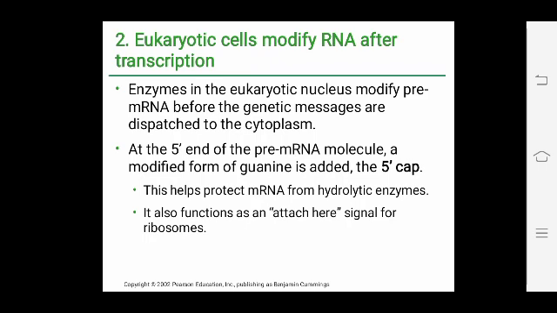Number 2. Eukaryotic cells modify RNA after transcription. Enzymes in the eukaryotic nucleus modify pre-mRNA before the genetic message is dispatched to the cytoplasm. At the 5' end of the pre-mRNA molecule, a modified form of guanine is added, the 5' cap. This helps protect mRNA from hydrolytic enzymes, and it also functions as an attachment signal for ribosomes.